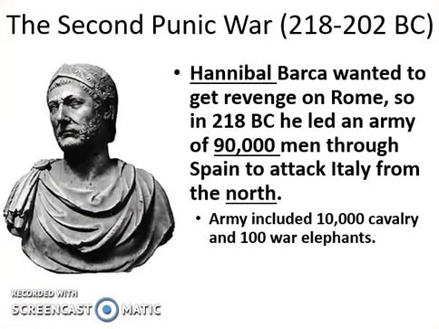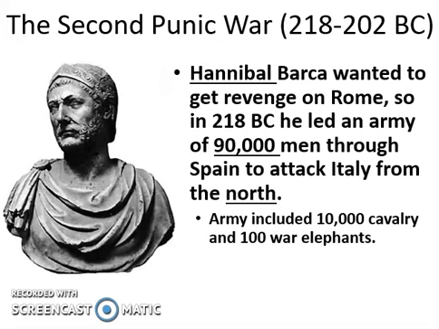The Second Punic War was fought between 218 and 202 BC. And this is where we see an individual by the name of Hannibal Barca, who is going to be a very influential individual. Hannibal wanted to get revenge on Rome. He was a young boy in the First Punic War, and he saw what happened. He was from Carthage, and he was very unhappy with the way that the First Punic War ended.